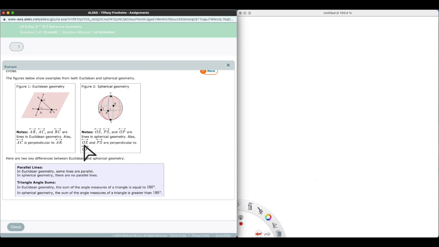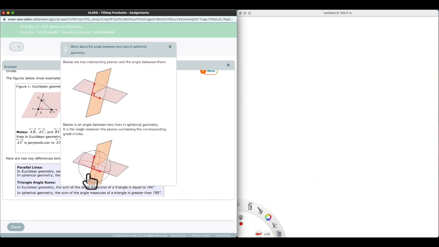Also, line OS and PS are perpendicular to line OP. I almost said right, but this is line OP. So we have OP going around this way, and this one is perpendicular, as well as the red one is perpendicular. So we have OS and PS. OS is the red going around here, and then PS would be the blue one going around. So again, they're perpendicular to each other, but what that means is that the intersection here is perpendicular to the other.